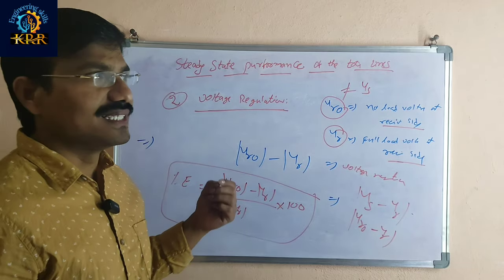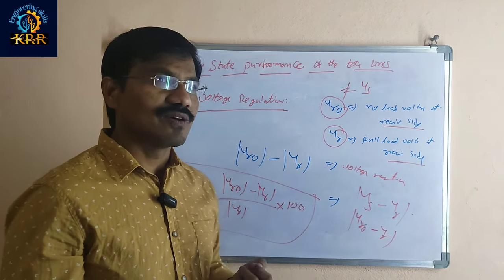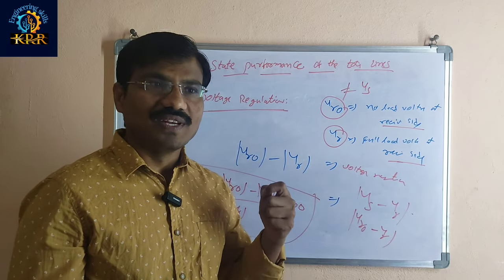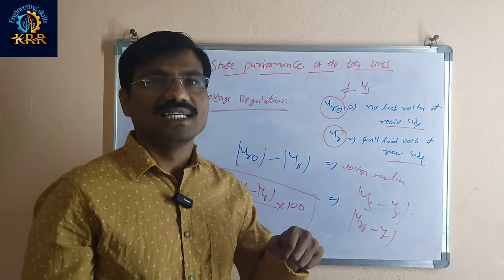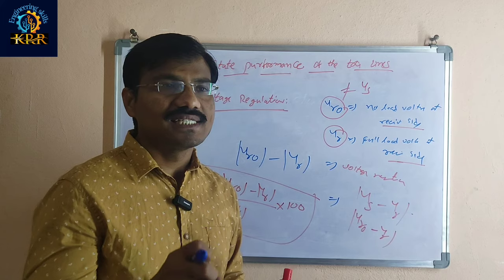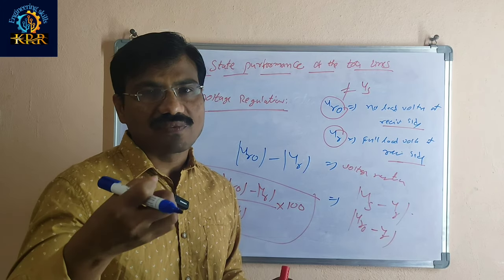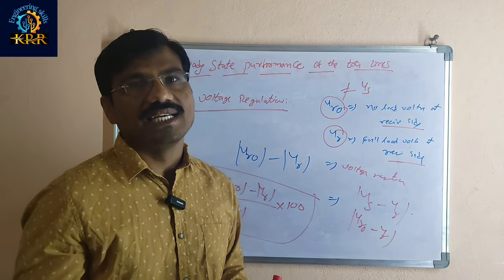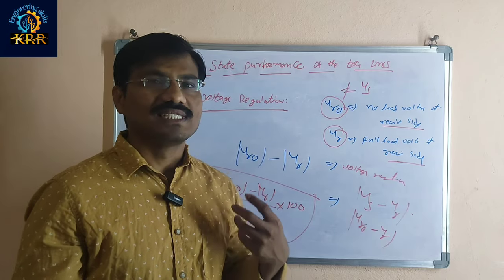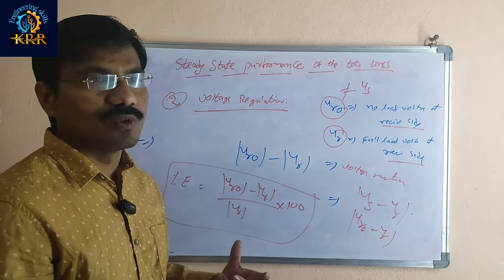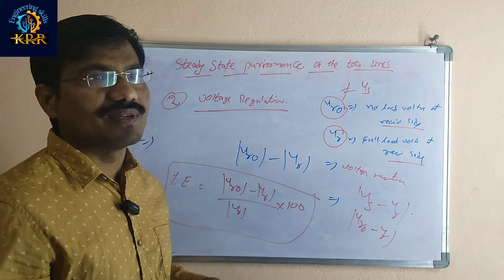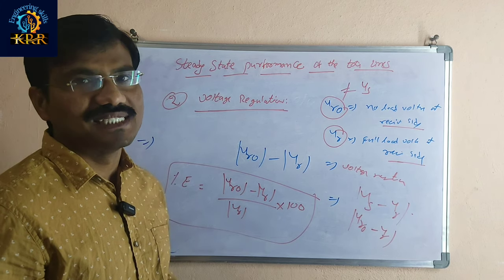Finally, overall, in the steady state, the performance of the transmission line is such that the efficiency is increasing and the percentage of voltage regulation is decreasing. Then only is the satisfactory performance of the transmission line achieved.